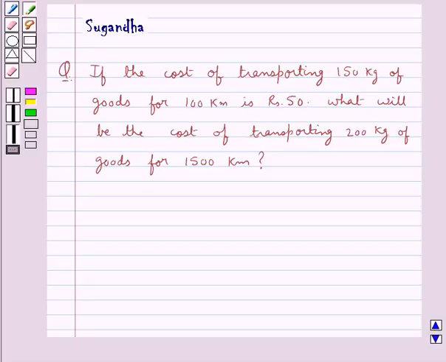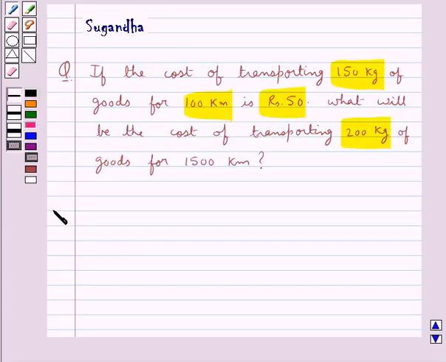In this session, we discuss the following question: if the cost of transporting 150 kg of goods for 100 km is rupees 50, what will be the cost of transporting 200 kg of goods for 1500 km? Now let's move on to the solution.